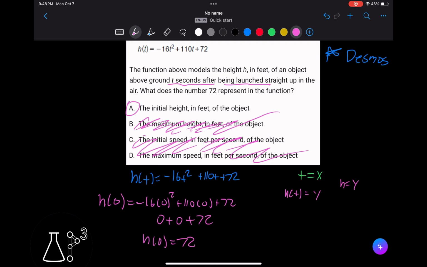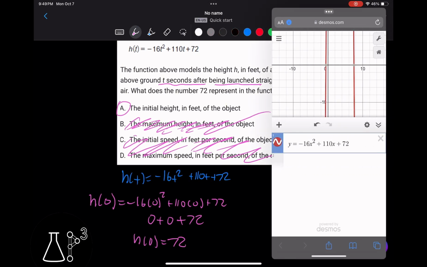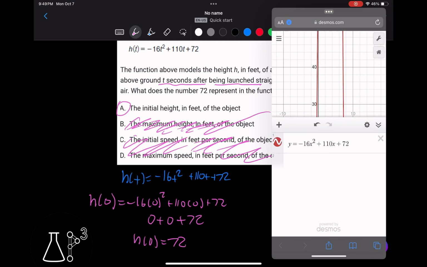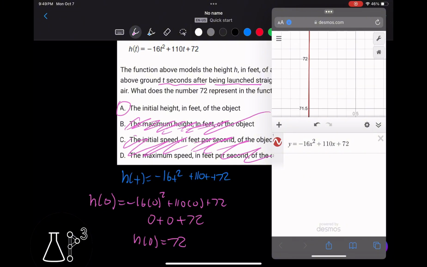And remember, I said this is a Desmos question, so let's make sure that the question is true. So we're looking for the y-intercept because when x equals 0, we have a y number, and y is our y-intercept in this situation. So when I look at 72, I see when x equals 0, y equals 72. So A is incorrect because it gives us the initial height of an object 0 seconds after being launched. So when t equals 0, y equals 72, which is the y-intercept, which is also the initial height.